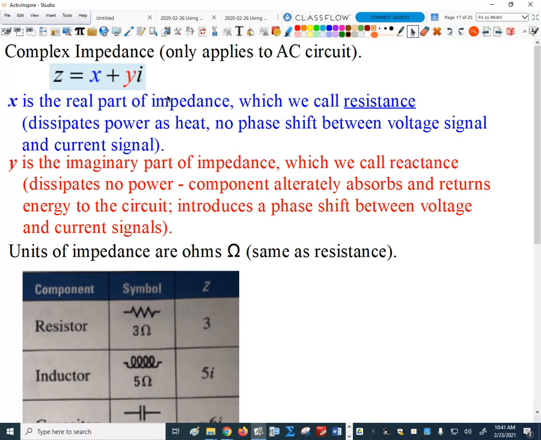So the real part of the impedance is resistive impedance. That's energy that is lost through resistance, like the burners on your stove or the filament in a light bulb, okay? Now, the imaginary part of the impedance is called the reactive impedance. And there is no energy loss here. This is literally just energy that is absorbed and returned to the circuit in slightly different ways, okay?